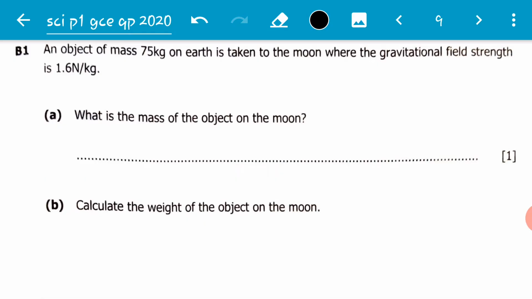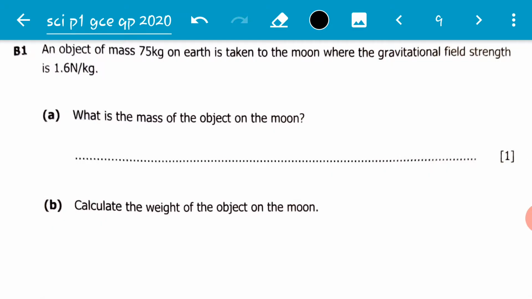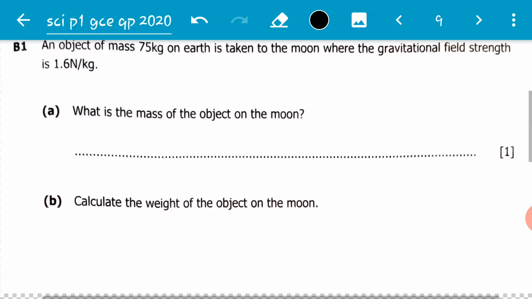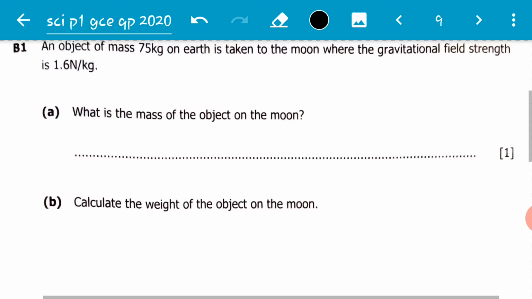Now, it is a very known fact that mass is the quantity of matter in a given object. So the quantity of matter means the amount of matter in an object. Whether I move an object from point A to point B, as long as I do not remove anything from the object, the amount of matter remains the same. It therefore means that the mass of an object remains the same regardless of the location where it has been taken.